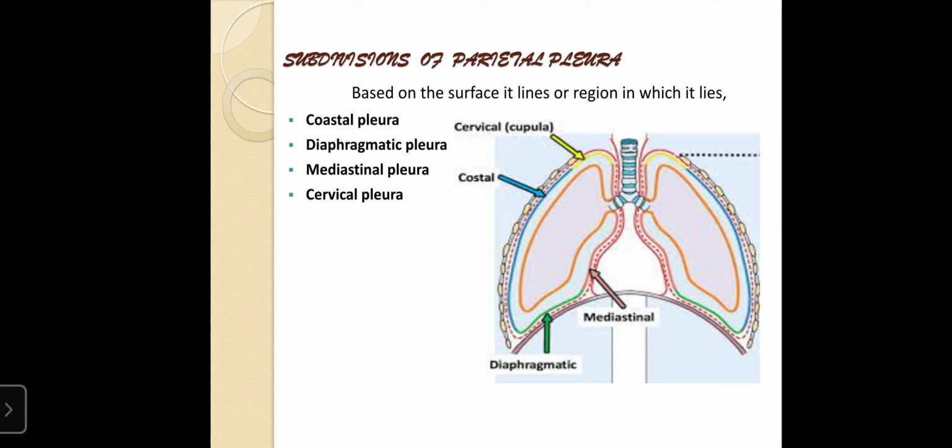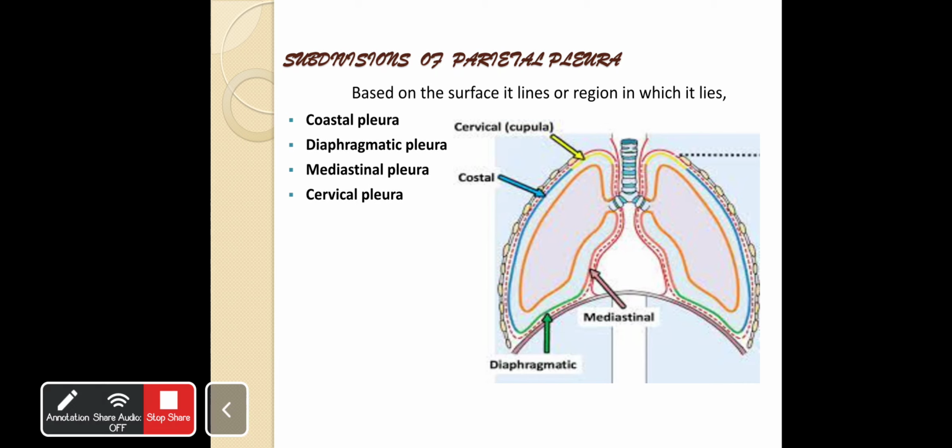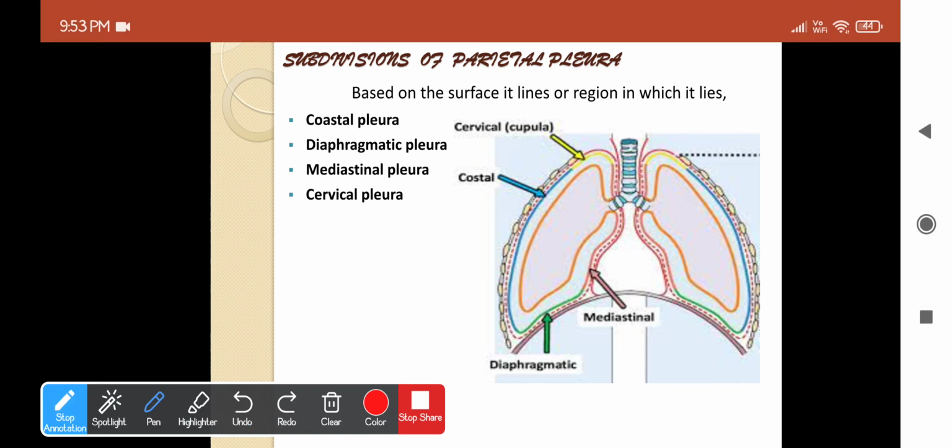So this parietal pleura can also be further divided based on the surface they line into costal pleura, diaphragmatic pleura, mediastinal pleura, and the cervical pleura. So just from the name you can understand which part they lie, right? So costal pleura indicates its lining along the costal surface, namely the ribs, the costal cartilages, and the associated intercostal spaces. So this is how the costal pleura lies.